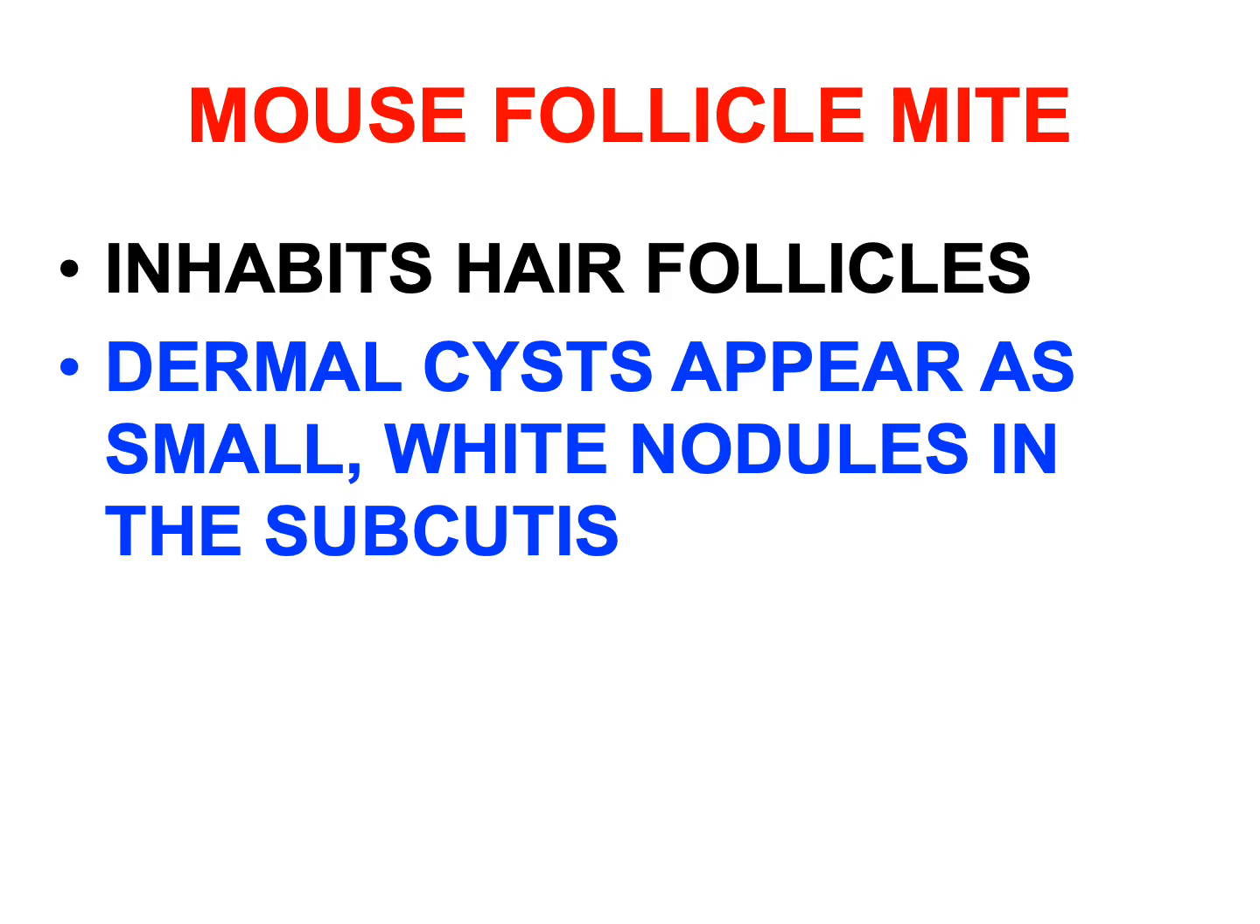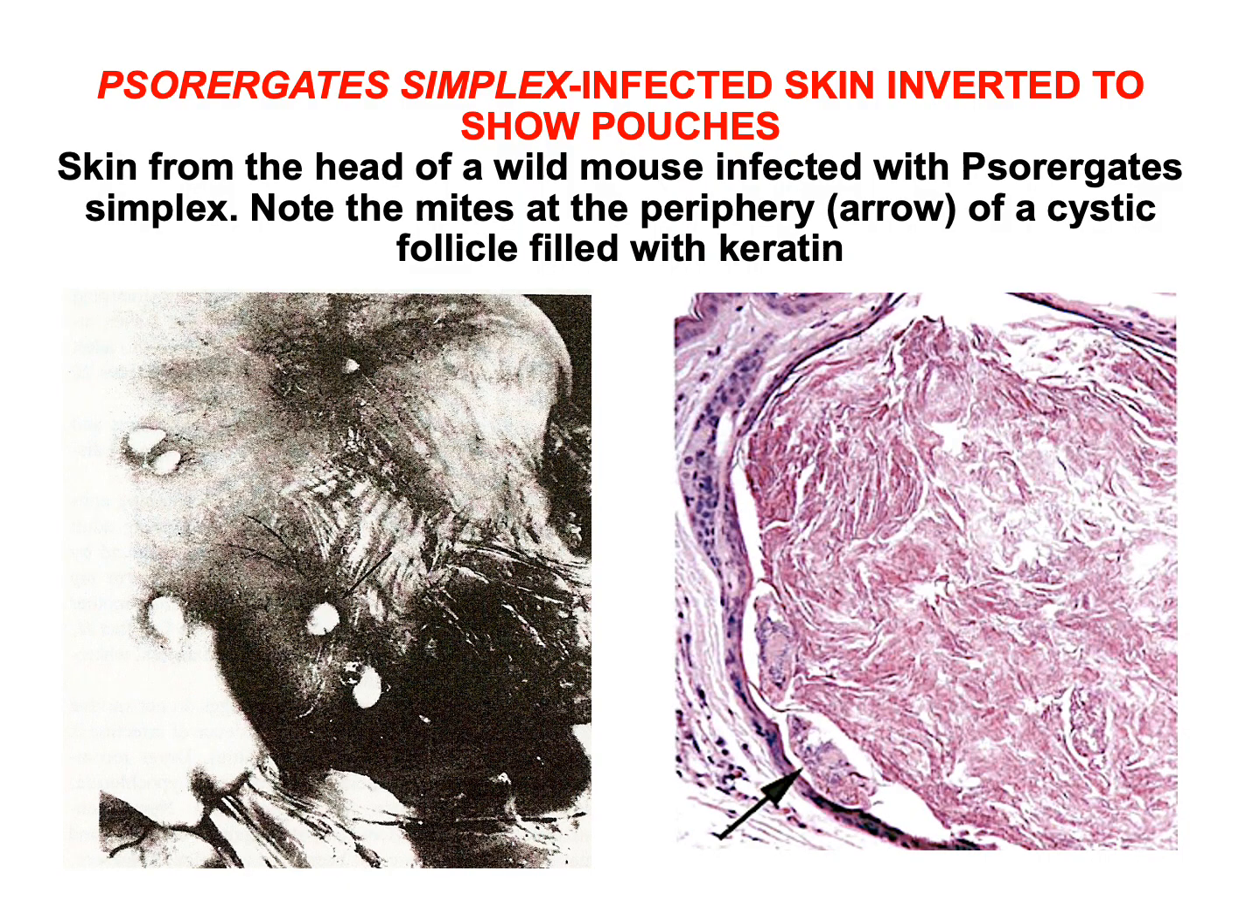The next group are the follicle mites in mouse and hamster. Follicle mites inhabit hair follicles. Dermal cysts appear as small white nodules in the subcutis. And here you can see Psorergates simplex infected skin inverted to show pouches, left side, and right side, skin from the head of a wild mouse infected with Psorergates simplex. Note the mites at the periphery, arrow, of a cystic follicle filled with keratin.